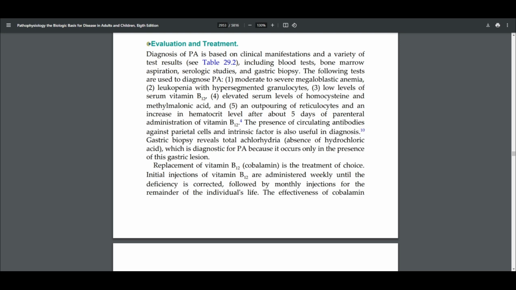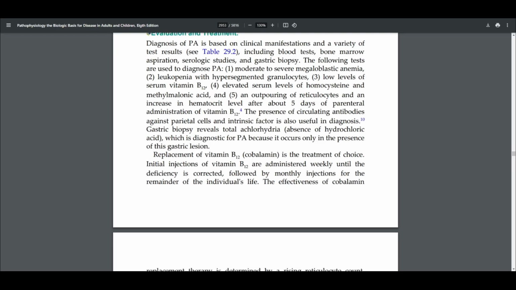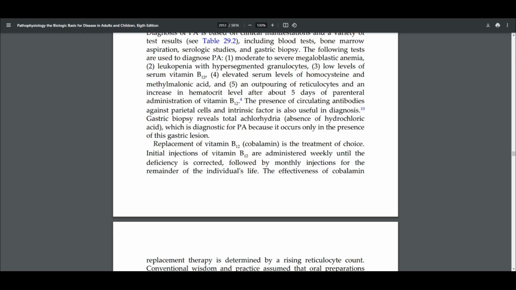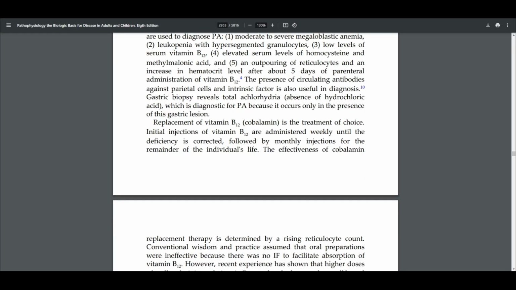The presence of circulating antibodies against parietal cells and intrinsic factor is also useful in your diagnosis. Gastric biopsy usually would reveal a total achlorhydria, which is diagnostic for pernicious anemia because it occurs only in the presence of a gastric lesion.